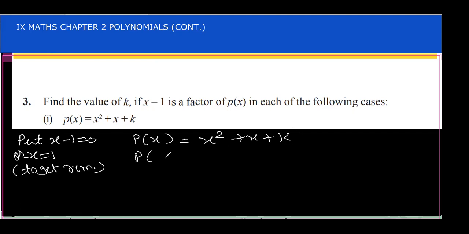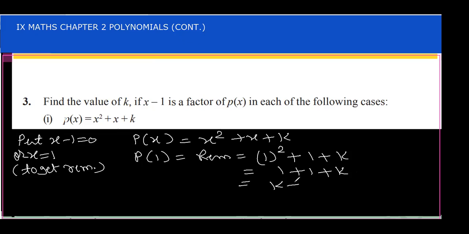x की जगह हमें पुट करना पड़ेगा 1 and that will be remainder. और remainder के x की जगह 1 पुट करिए, that is 1 square plus 1 plus k, and that is 1 plus 1 plus k, or you can say k plus 2. So what is remainder? k plus 2.